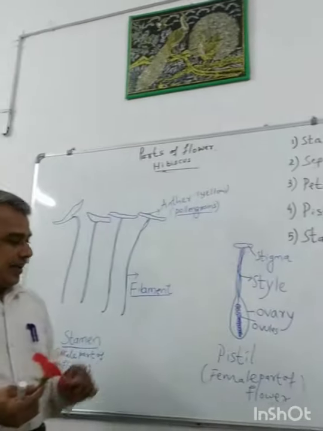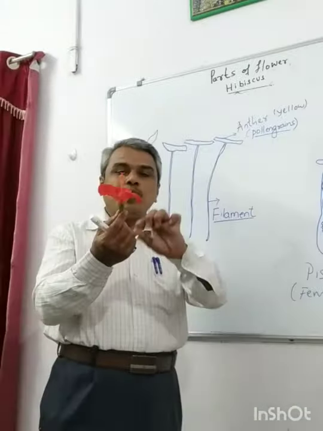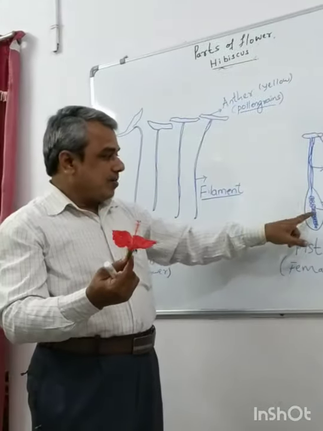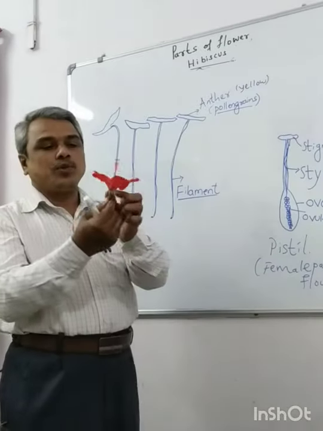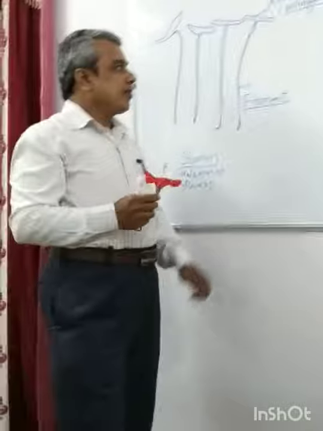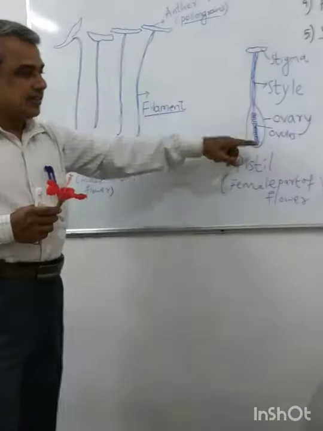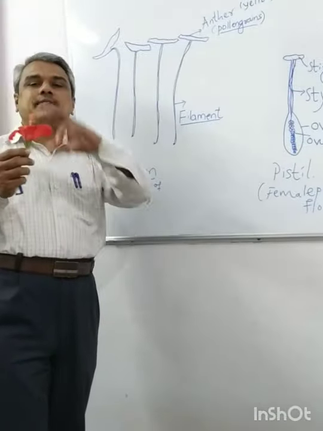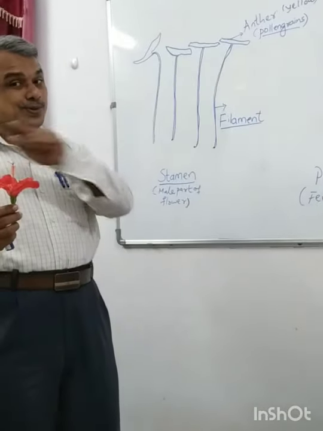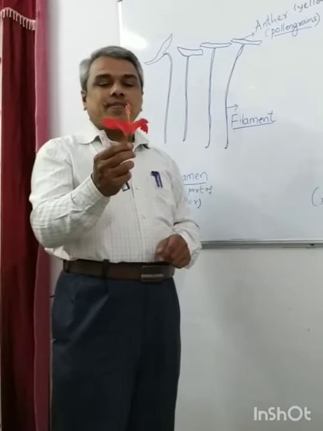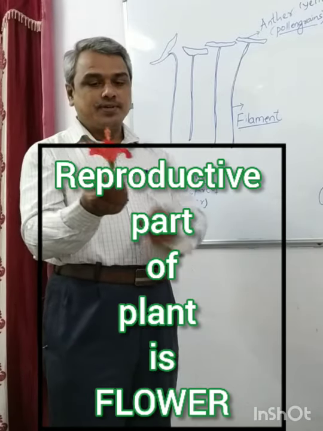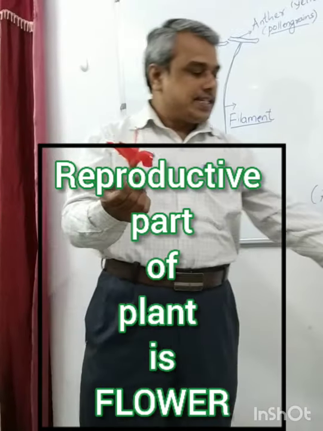Later I will remove all the parts and show again the stigma, ovules and ovary inside. Before that, I will tell you the use of pollen grains and ovules, and how the flower is converted into fruit. The flower is also the reproductive part of the plant.